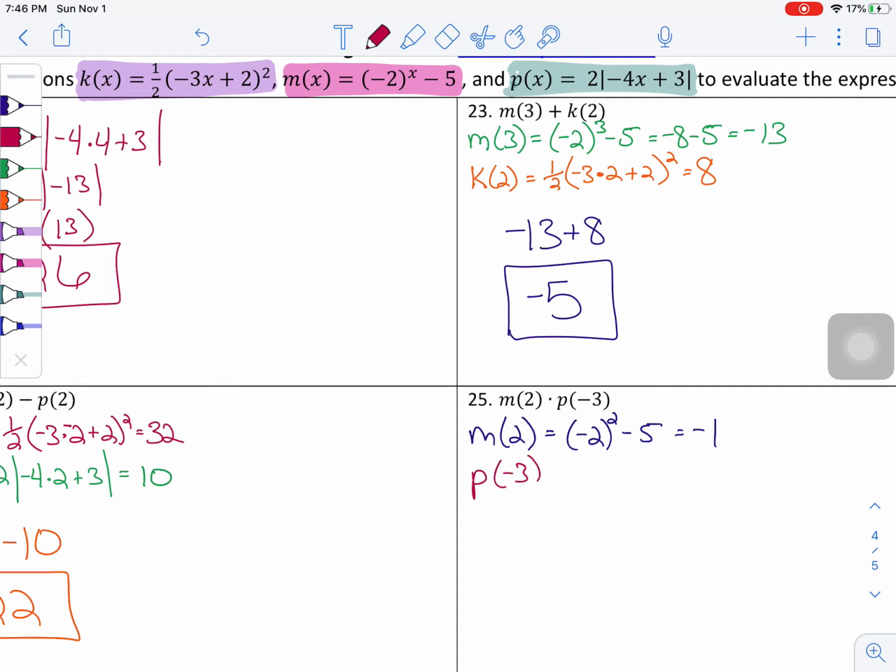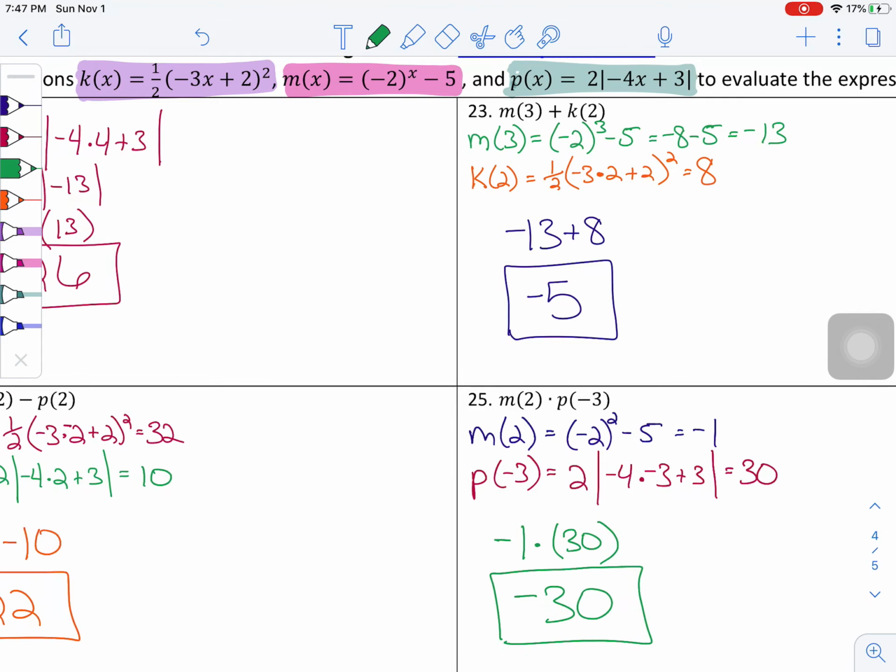Let's do p of -3. Let's see, so 2 times the absolute value of -4 times -3 plus 3. Let's see, that would be -4 times -3 is 12. 12 plus 3 makes 15. Absolute value of 15 is 15. 2 times 15 is 30. So to finish this one off, we're going to take -1 times 30, and that would be -30.